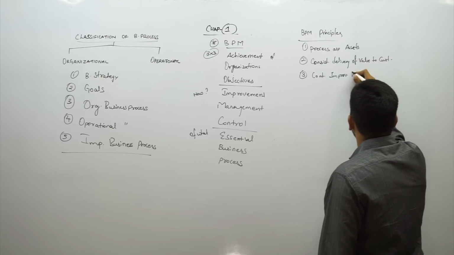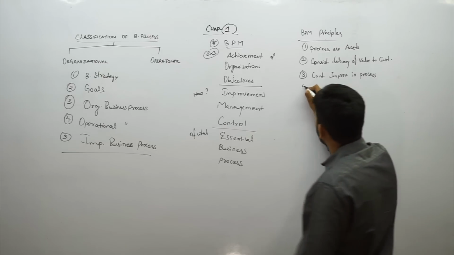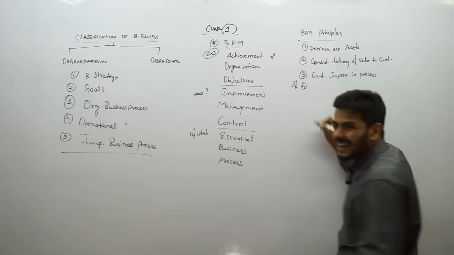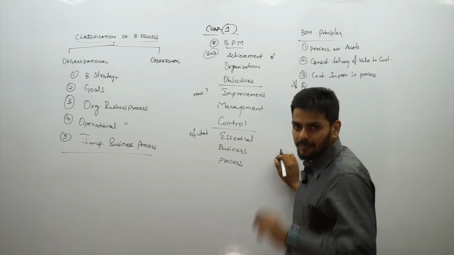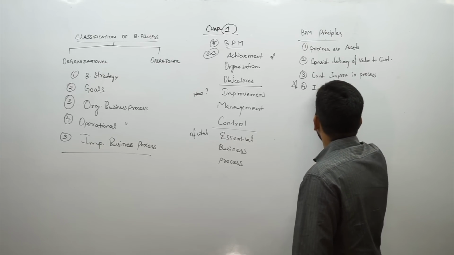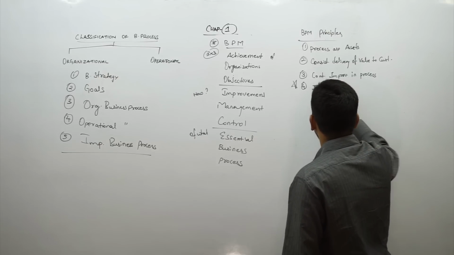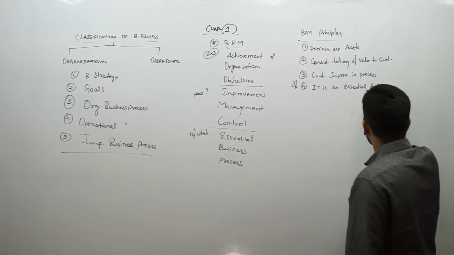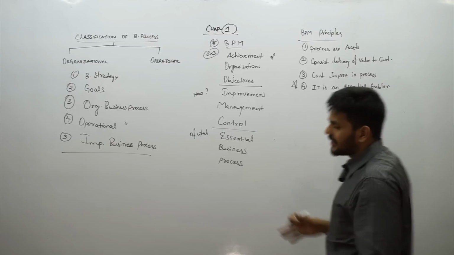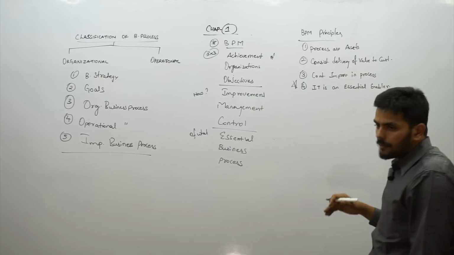And one of the most important points, that I put a star for, is the use of IT. Now, nobody told you that use of IT is compulsory, right? So you can simply say IT is an essential enabler. Nothing is compulsory, guys. IT is only an essential enabler, right? So those are the four BPM principles.